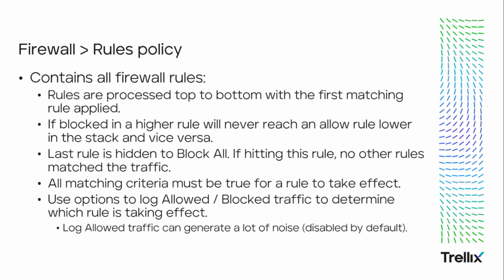And then the last rule in the stack of rules is actually hidden, and the rule essentially is to block everything, which means that if it gets through all the list of rules and the traffic has not matched any of the criteria for an allow rule, then it will hit this hidden block all rule right at the bottom of the stack. And if you ever see an event saying that your traffic was blocked due to the block all rule, that's what this means.